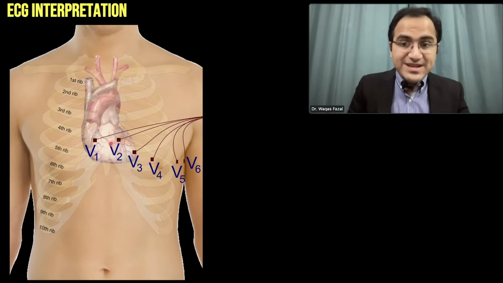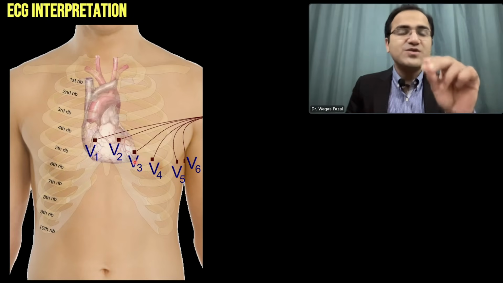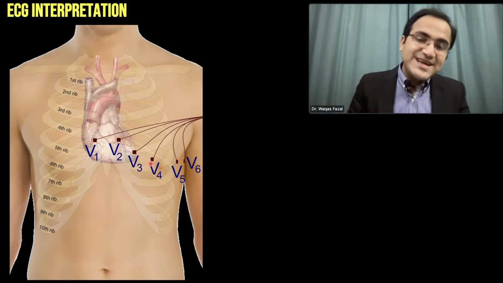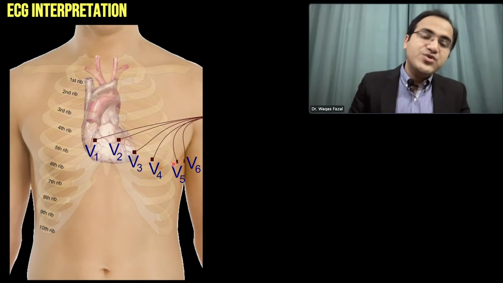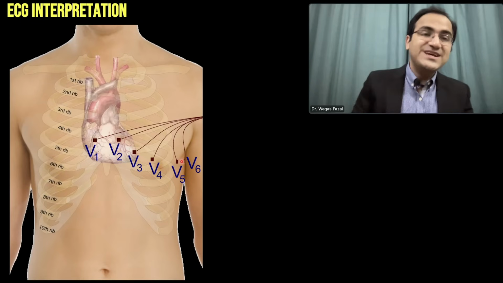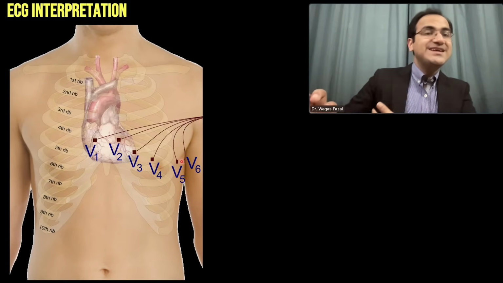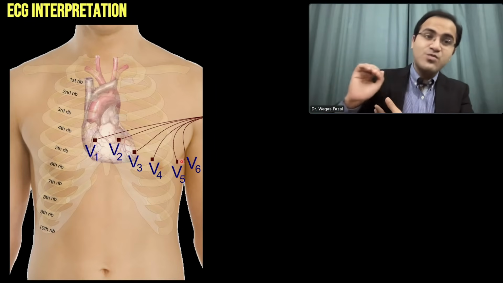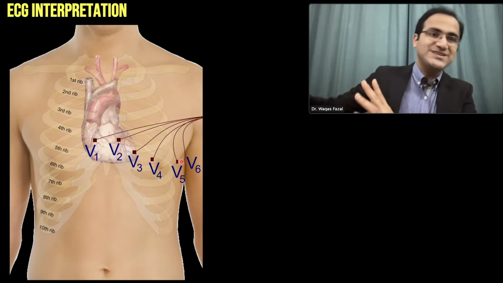Then between V2 and V4, when you have already placed them, you put the lead V3. Now in the direction of V4 you put V5 and you put V6. V6 is placed in the mid-axillary line, and most of the time you will have to ask the patient to move their arm away to put V6.